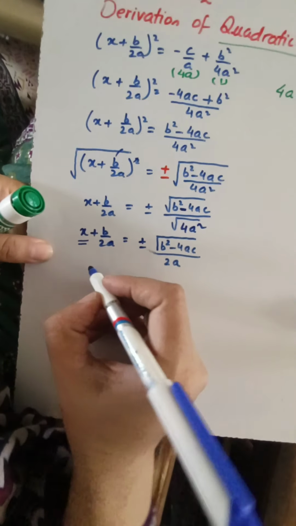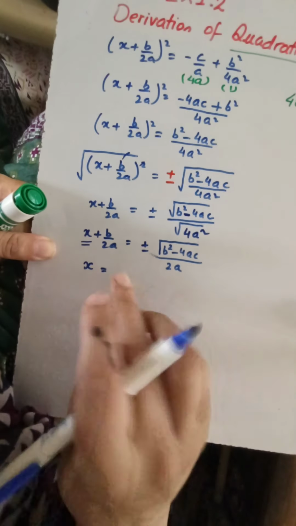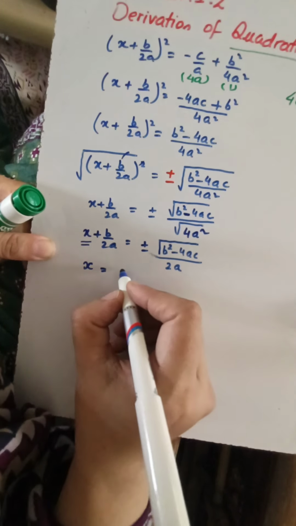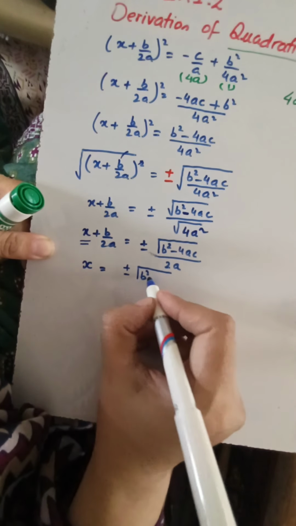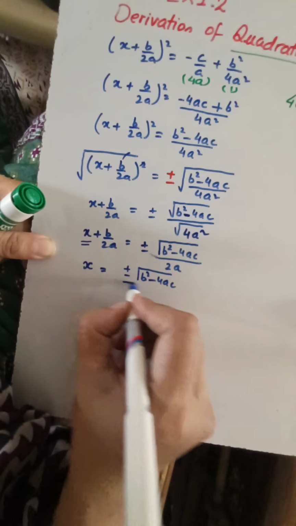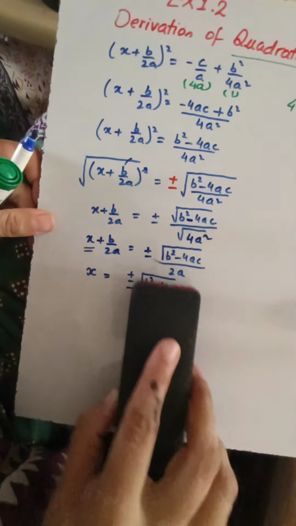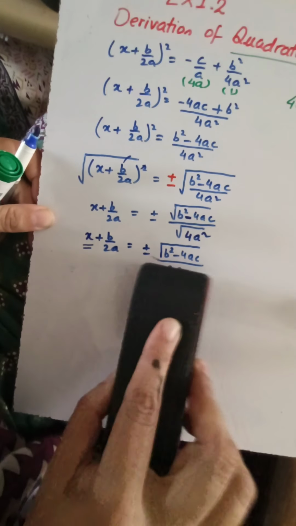So x will be, in order to find the value of x, I will have to shift this to the right hand side. So this will be plus minus b square minus 4ac over 2a, or let me write with a different one, giving space so that you don't get confused.